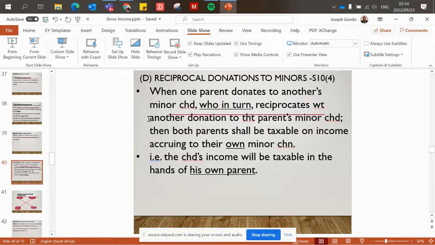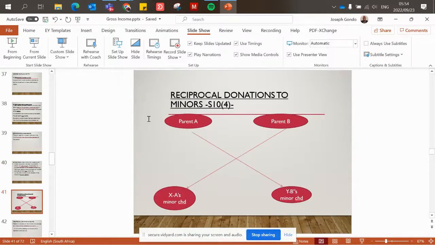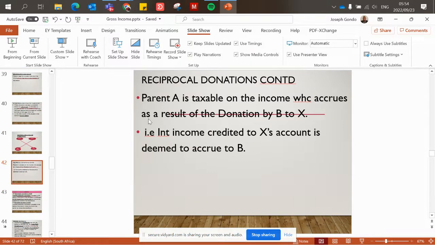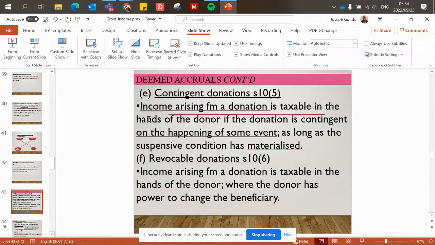Okay. Then reciprocal donations, when one parent donates to another parent's minor child, who in turn reciprocates with another donation to that parent's minor children, then both parents shall be taxed on income accruing to their own children. That is, the children's income will be taxed in the hands of his own parents. Okay, so this is reciprocal donations. Parent A donates to parent B's child. Parent B donates to parent A's child. That is a reciprocal donation. So parent A is taxed upon the income which accrues as a result of the donation by parent B, and so forth.